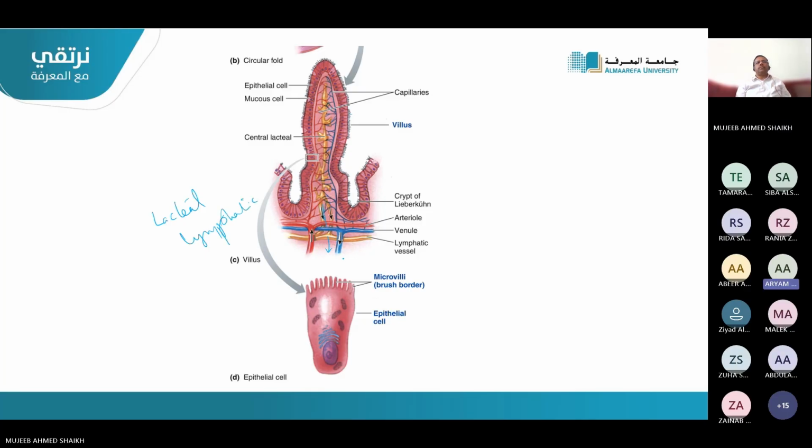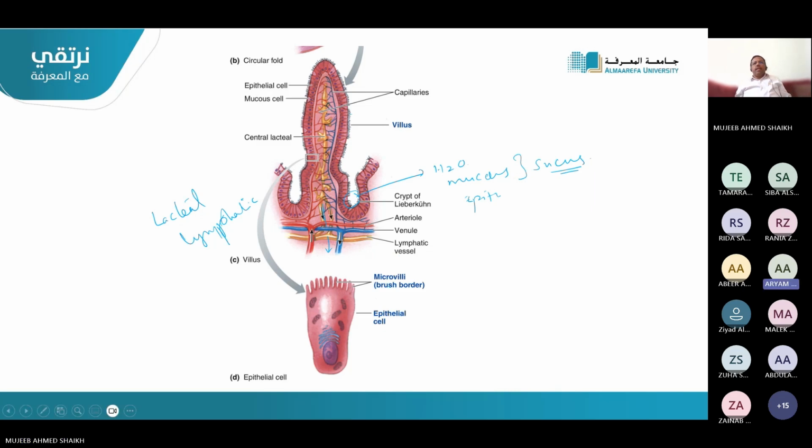Doctor, what is the use of the crypts of Lieberkühn? The crypts of Lieberkühn are the site where water is secreted, mucus is secreted, and also new epithelial cells are formed. So this is making succus entericus. The intestinal juice will be secreted here in the crypts of Lieberkühn.